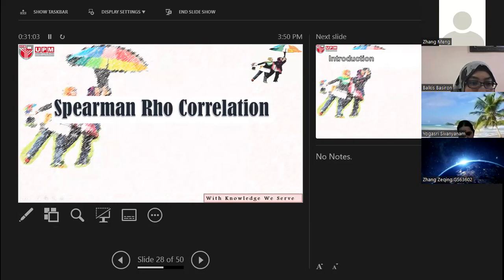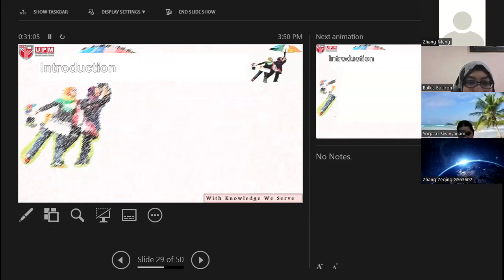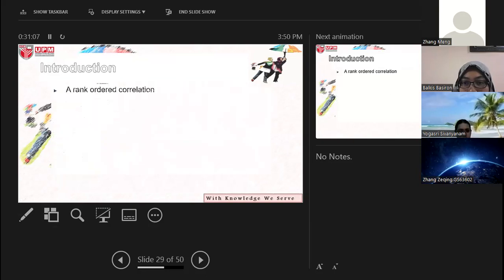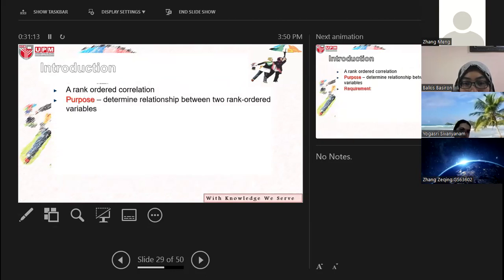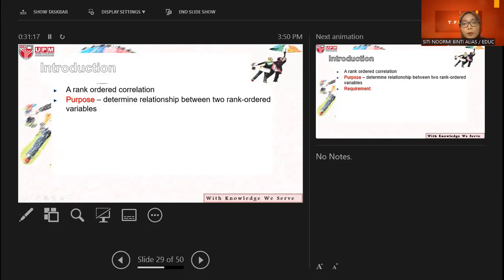Okay, next one is Spearman correlation. It is a type of rank order correlation analysis. It shares a similar purpose with Pearson product moment correlation, in which we use this type of analysis to determine the relationship between two variables.